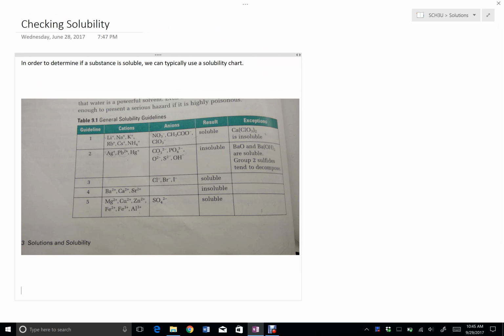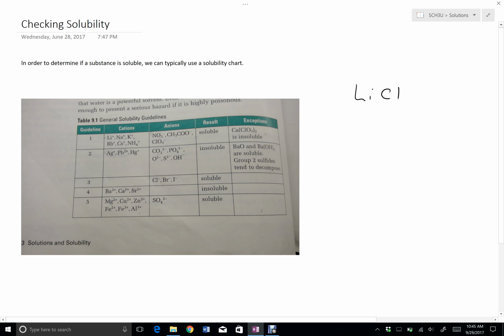Alright, in this video I'm going to talk about how to use a solubility chart to determine the solubility of an ion. If we have some sort of ionic compound, like let's say lithium chloride, how do we determine if that's going to be aqueous, as in soluble in solution, or whether it's going to stay as an ionic crystal? That's what this chart helps us do.